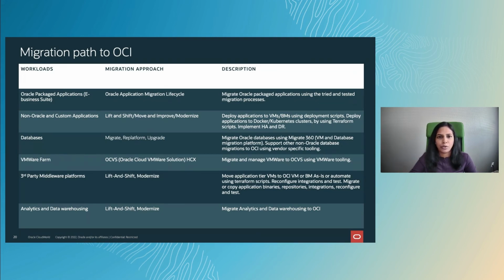Databases can be Oracle or non-Oracle databases, setting up the solution on OCI, provisioning the databases, and then using the right kind of tooling to migrate or map the data. And sometimes we do upgrades as part of the process. VMware comes with HCX to lift and shift VMs to Oracle Cloud VMware Solution. Third-party integrations and reporting systems can be mapped to equivalent services that are available on Oracle Cloud Infrastructure, or they can be modernized and moved to OCI as is.